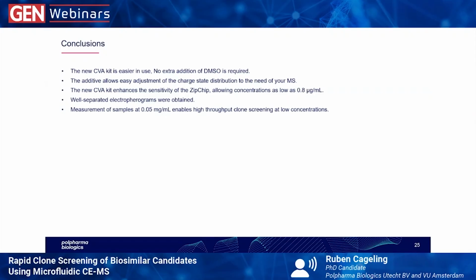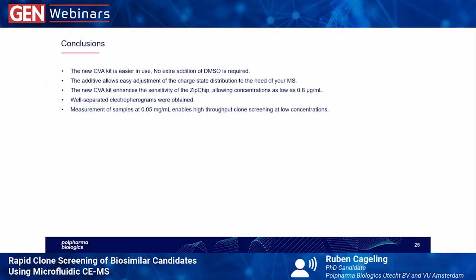So, and this was all measured with the CVA kit, and the CVA kit is really easy in use. For example, if you don't use the additive, you don't need to add DMSO or anything. You can just put it on your system and go. And if you want to adjust your mass spectrum, your charge state distribution, it's very easy to just add a little bit of the additive. You don't need to buy a separate brand of bottle to do this. You just use the bottle that is supplied with the kit, and it's very easy to do.